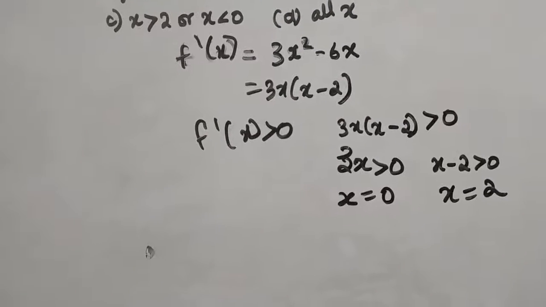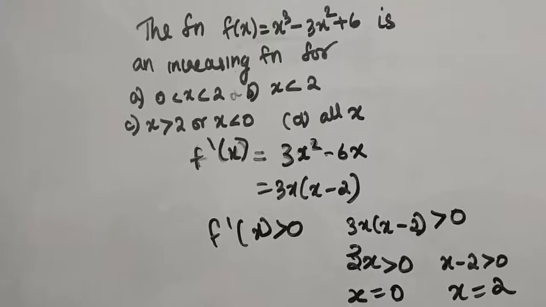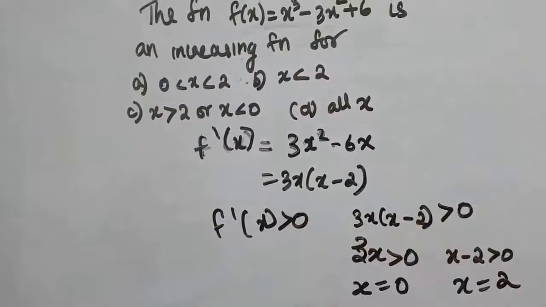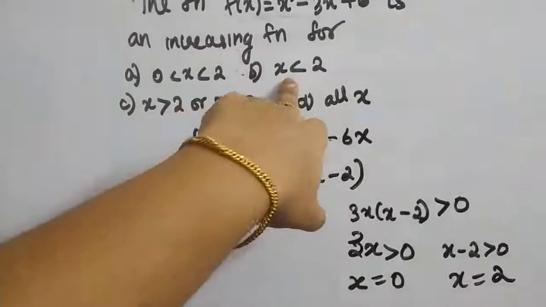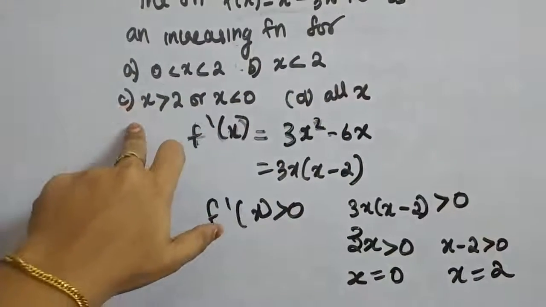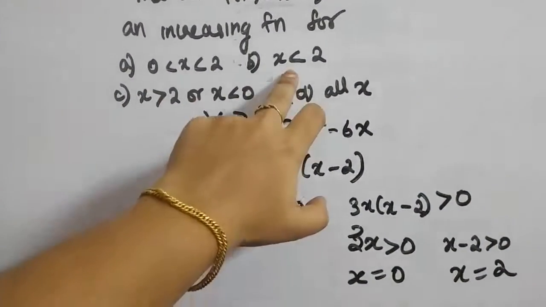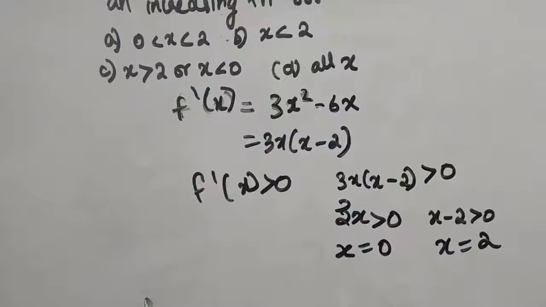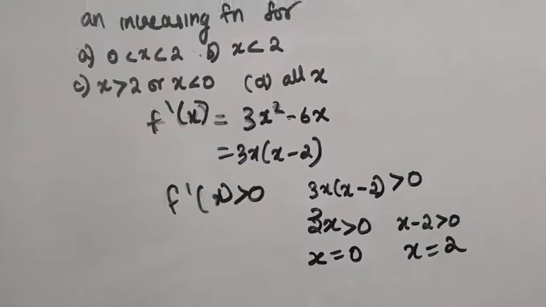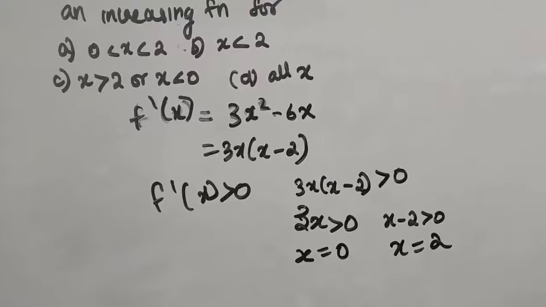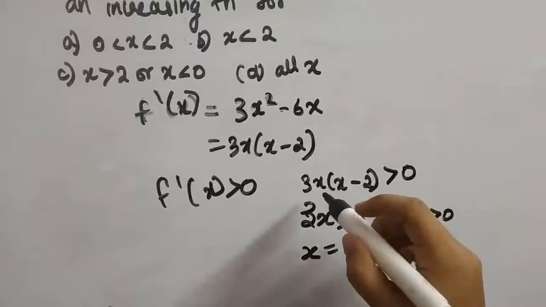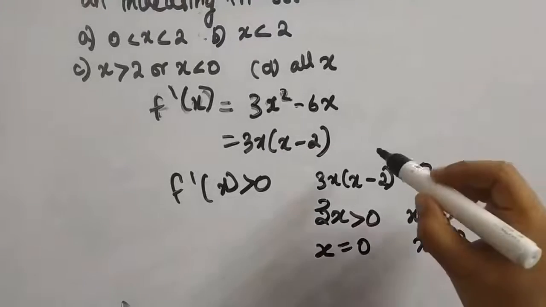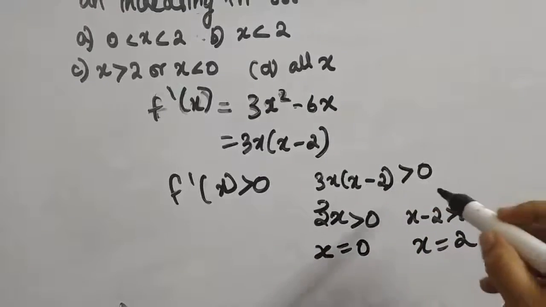Now we have four answers given. The first one we have already checked. When we put 1, this condition is not satisfied. Before going for B, I am going to check C. Or if you want, you can go for B, but we have already checked a number less than 2. So go for C. Check a number which is greater than 2. Suppose I am putting 3 into 3 into 3 minus 2. So I am getting a value greater than 0, isn't it? 3 into 3, 9. Then 9 into 1, 9 greater than 0.